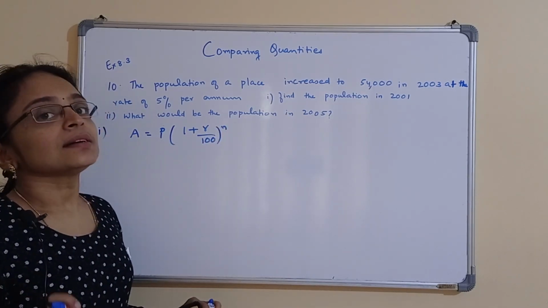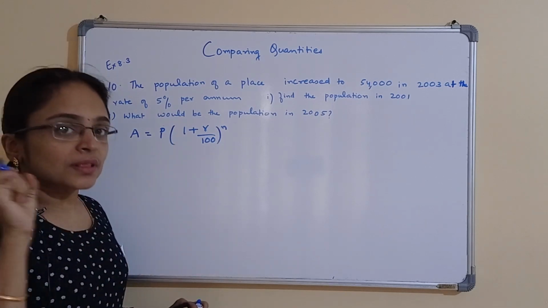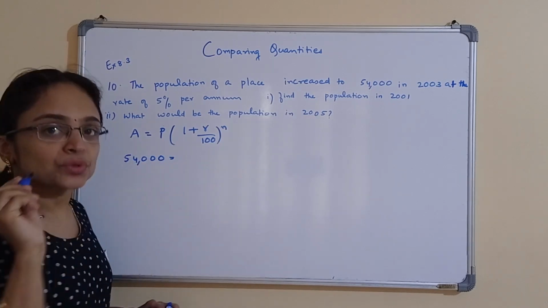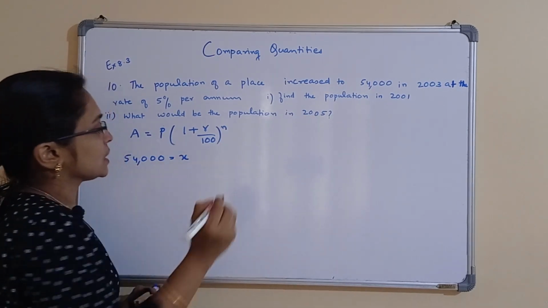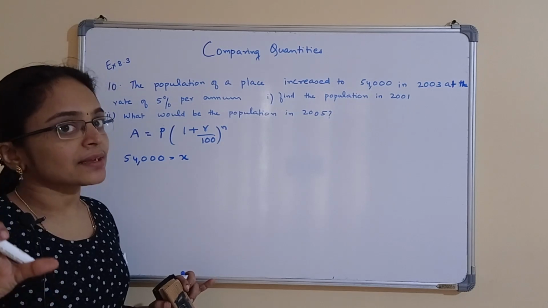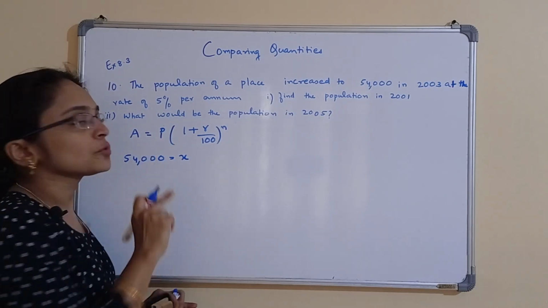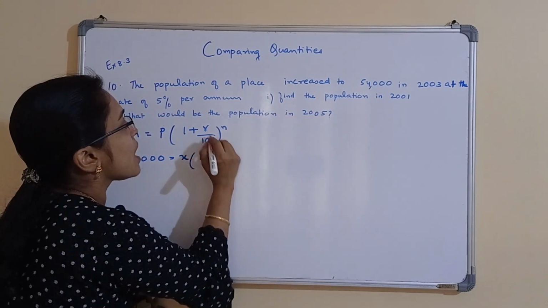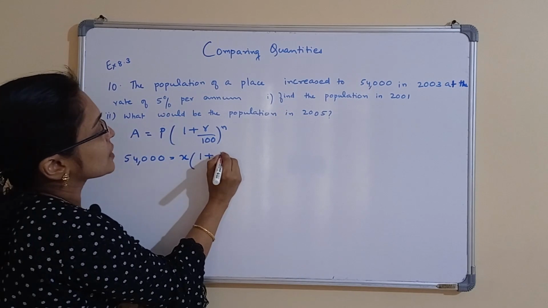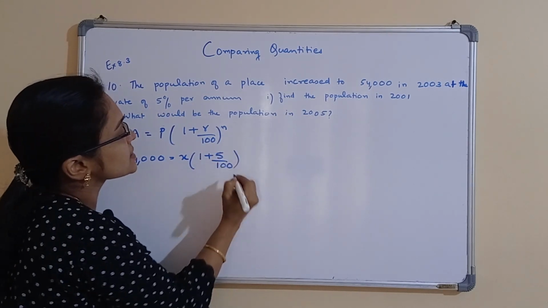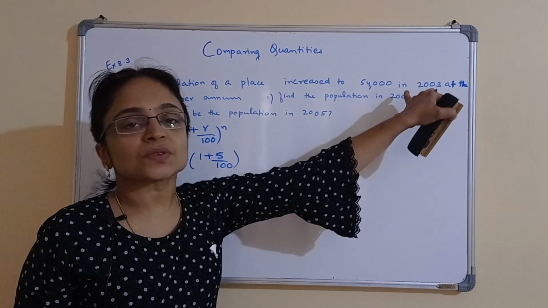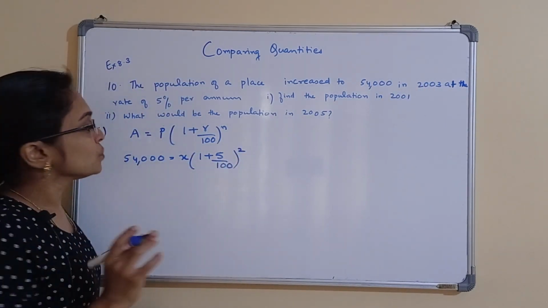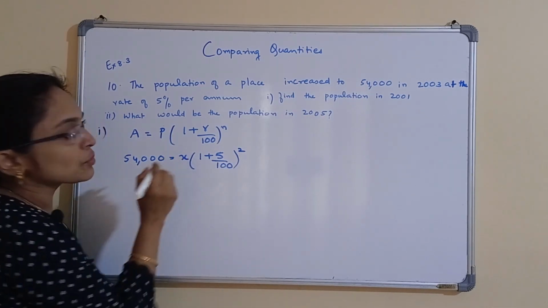Okay, so A equal to P into 1 plus R by 100 the whole raised to N. And here this A is equal to 54,000. That is, it has become 54,000 in 2003 and we don't know P. That is, some population was there in 2001 and it has become 54,000 in 2003. So, X into 1 plus R by 100. R is 5. So, 5 by 100 the whole raised to, in 2 years, that is 2001 and 2003. So, in 2 years, N is equal to 2. Now, we have to find this X.